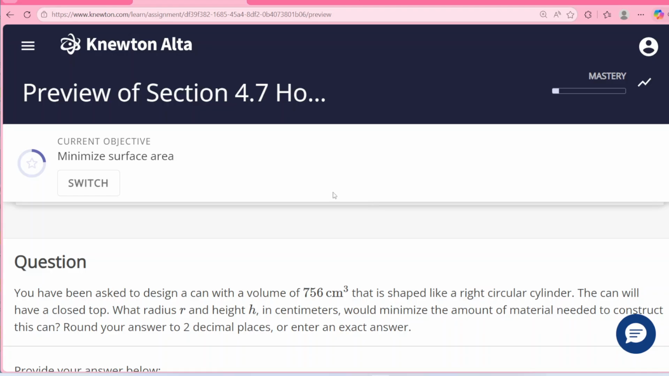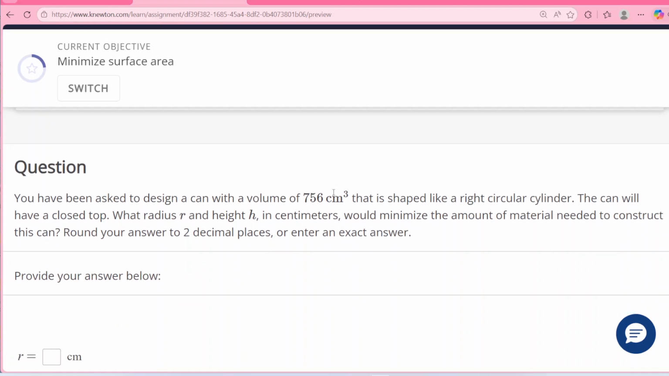Okay. All right, so here's another minimize surface area problem. So you have been asked to design a can with a volume. So another one where they give you the volume of some three-dimensional object, and you're trying to give me the smallest surface area.